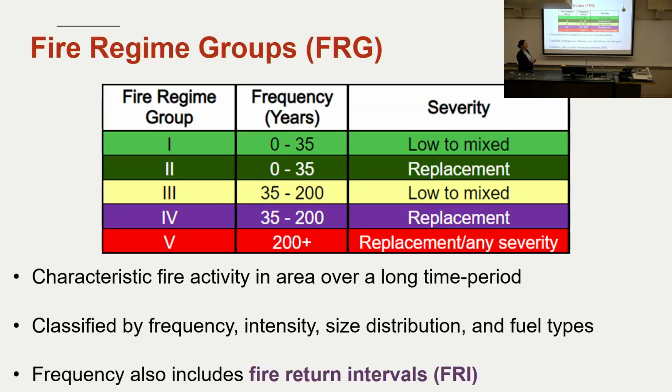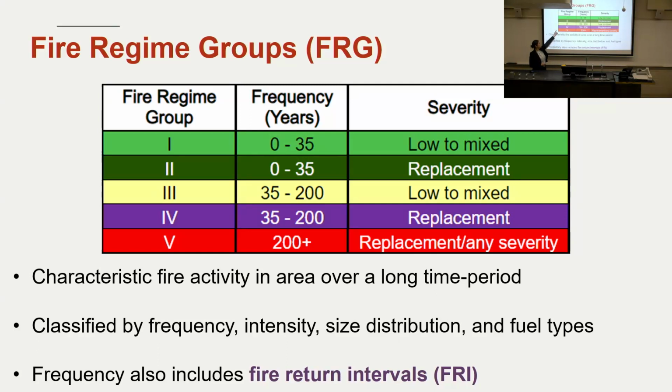So now looking at that a little bit closer, these fire regime groups are again fire activity in an area over a long period of time, classified by that frequency in years, the severity of fire, the different fuel types, and the size distribution of those fires. We also use another Landfire product called fire return intervals, which is also that level of fire return, that frequency in which fire is occurring.